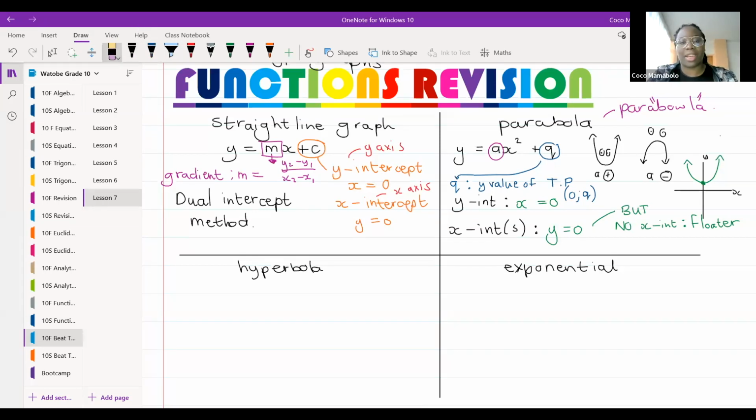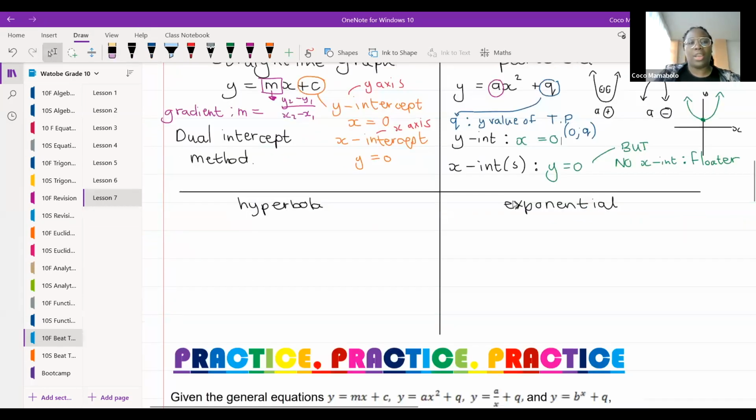All right, let's talk about the hyperbola quickly. We know hyperbolas are usually written as y is equal to a over x plus q. Now, we know that hyperbolas come with what? What do hyperbolas come with that the other, that's it. Excellent. Asymptotes, very nicely done. Good, they come with asymptotes.